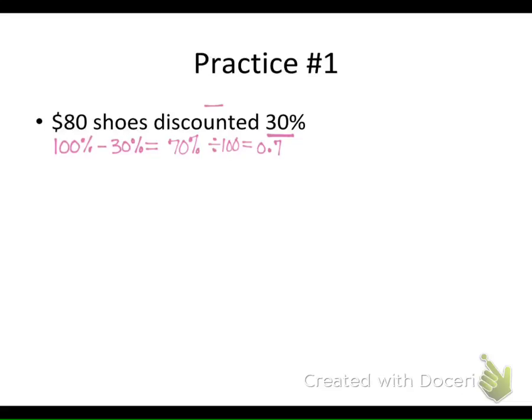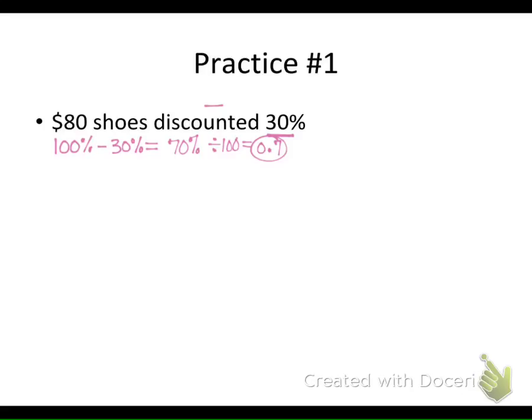So this 0.7 is called my multiplier. I'm going to circle that because you can have more than one multiplier. In this particular problem, we only have one discount, one increase or one decrease, so I'm only going to have one multiplier. But I'm still going to circle it because that's going to be my visual, the number that I'm going to multiply my original amount by. So we've now completed steps 1 through 3.